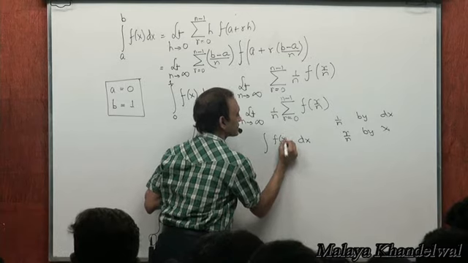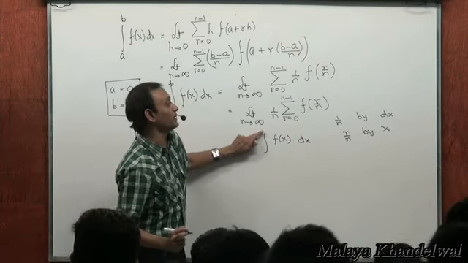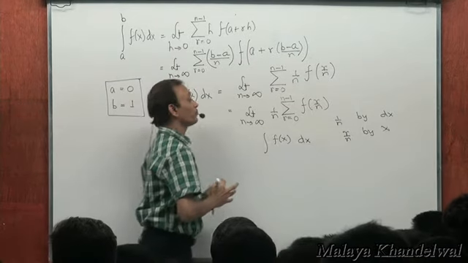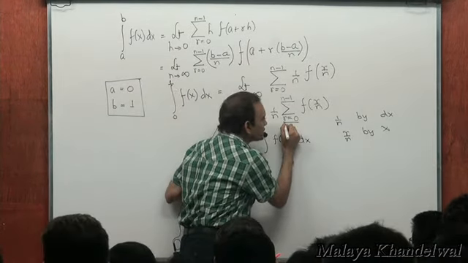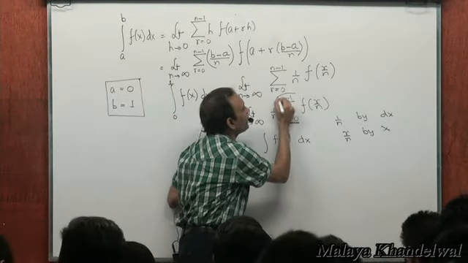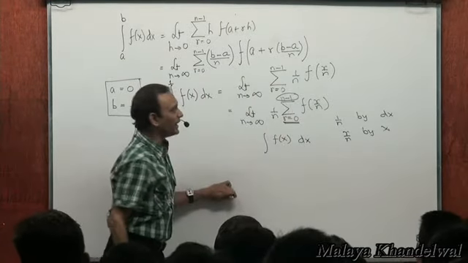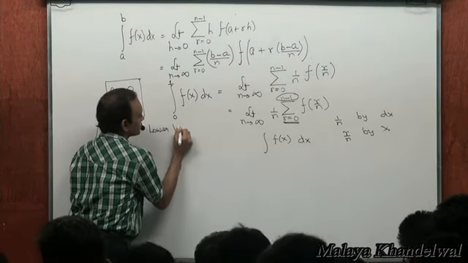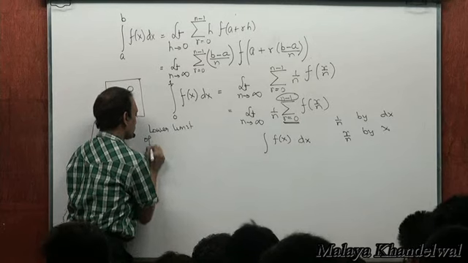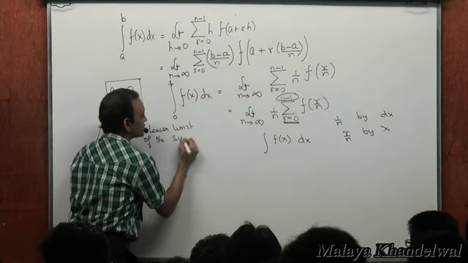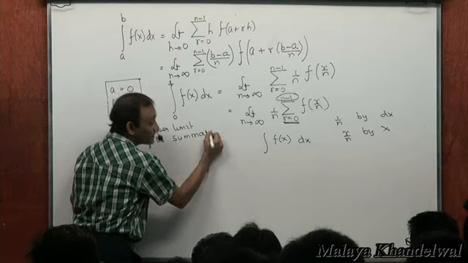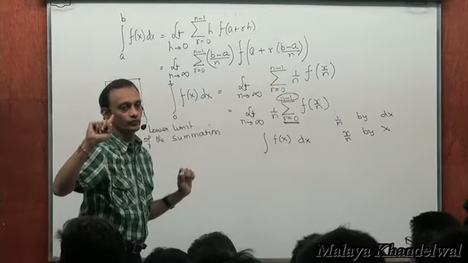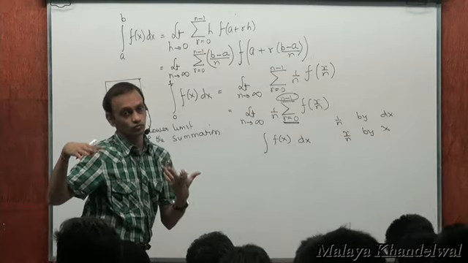So f of x. Now, the lower and upper limits of the integral. How do you evaluate the lower and upper limits? Look at the lower limit of the summation and look at the upper limit of the summation. The lower limit of the summation in this case is 0, but it need not always be 0. It could be 5 also.